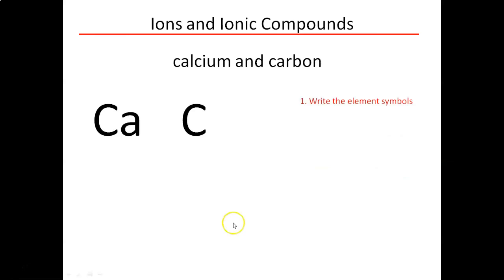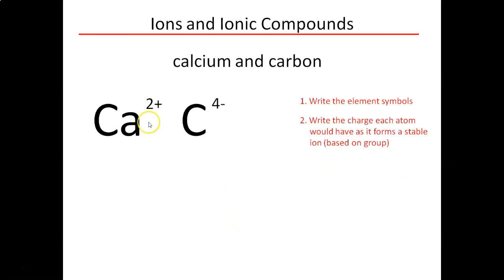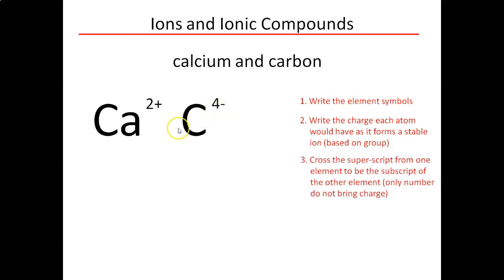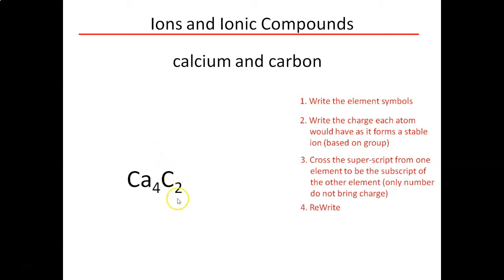How about calcium and carbon? I'm going to write my symbol. Then I'm going to write my charge. Calcium's in group 2, so it's going to lose 2. Carbon's in group 4 or 14, so it's going to gain 4 because it's at the top of the group. Okay, then I'm going to crisscross. I'm going to bring the numbers down, but leave the charges. So the 2 is going to come down. I don't bring the charge, just the number. The 4 is going to come down, bring the number, not the charge. I'm going to rewrite it. And in this case, I can reduce because these are both factors of 2. And so I get Ca2C. So 2 calcium ions will combine with 1 carbon ion.